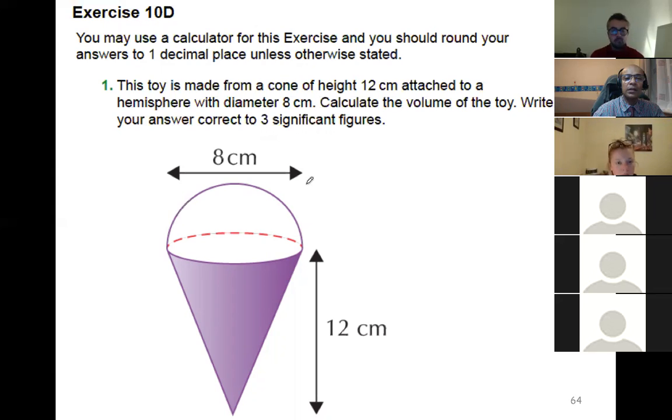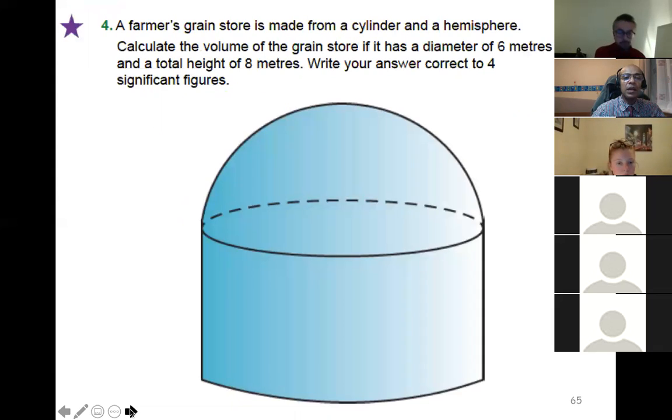Okay. So again, split it into composite shapes, they call them, and walk through it using the formula. Again, we've done an exercise that looks like this. So you've got a cylinder at the bottom. A grain store could be like this with a dome, a hemisphere. Hemisphere just means half a sphere. Calculate the volume of the grain store if it has a diameter of 6 meters. So you've got a height of 8 here.